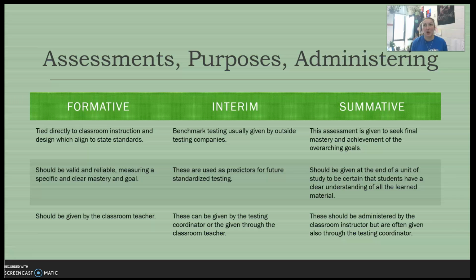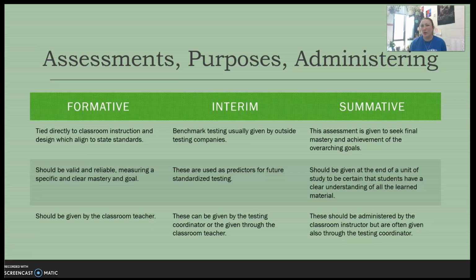Interim assessments are predictors. They're with the state, the school district, the school board, your administration. They like to give these to check in and say, hey, we have a big test coming up at the end of the year that's really important for the student, school, and the district. How's it looking like your students are going to do on that assessment? They use that data to then say, okay, it looks like we're making progress towards our end goal.